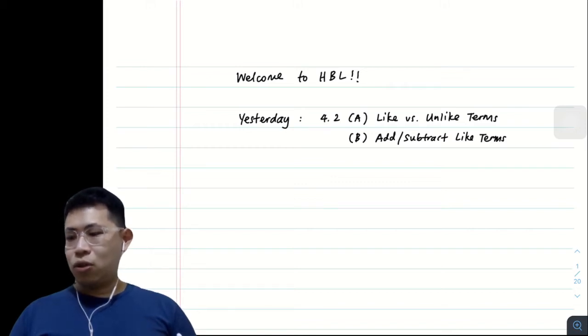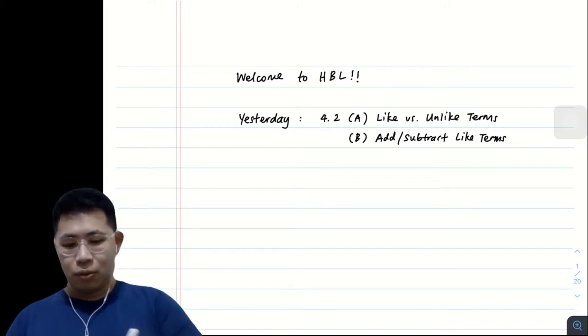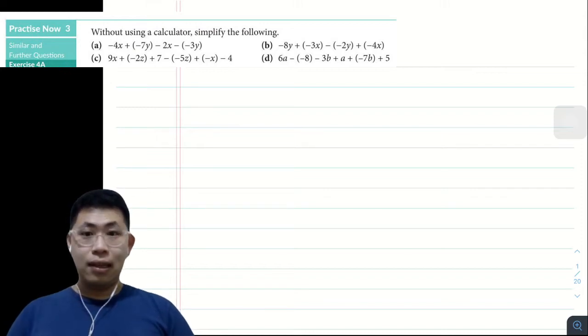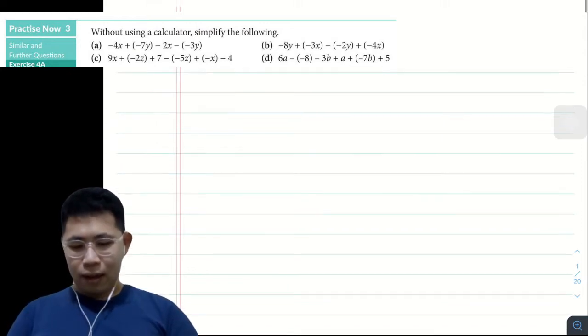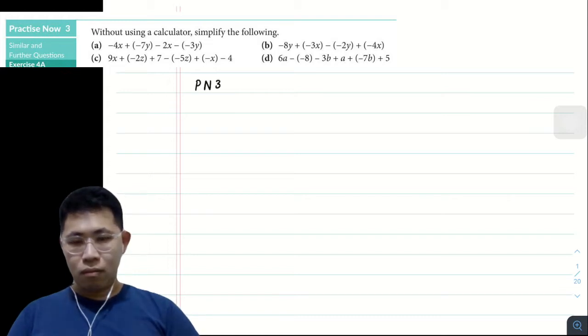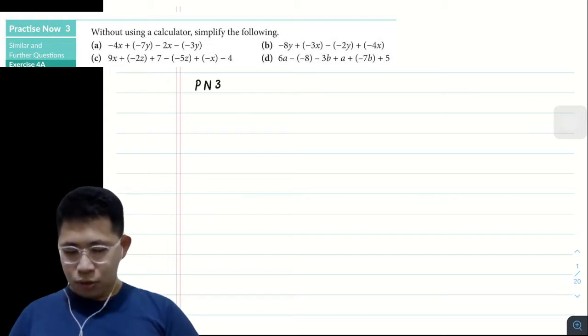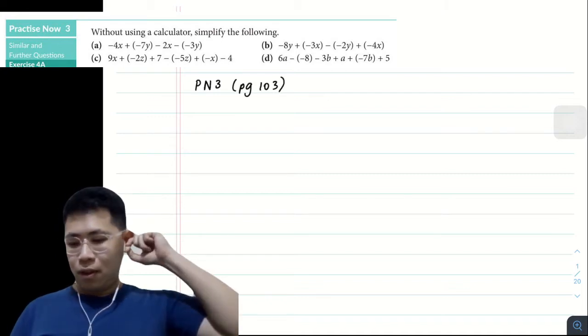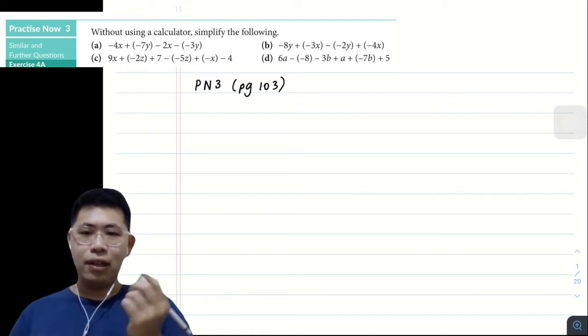Alright, so here we are going to continue on with our journey. First I'm going to need you to bring out your notebook, your notes, and we are going to go on with the textbook questions. We're going to look at these examples here. We are going to look at Practice Now 3, page 103. Alright, so the first question over there we have part A.